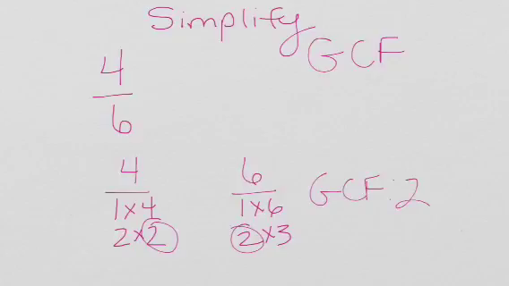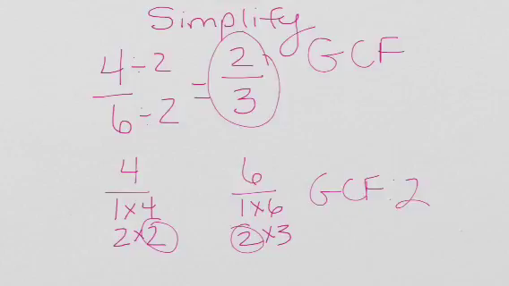So I'm going to take 4/6 and divide both the numerator and denominator by the greatest common factor. So 4 divided by 2 is 2, 6 divided by 2 is 3, so 2/3 is the simplified fraction.